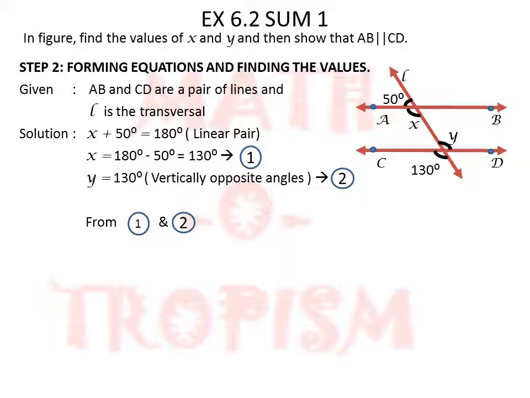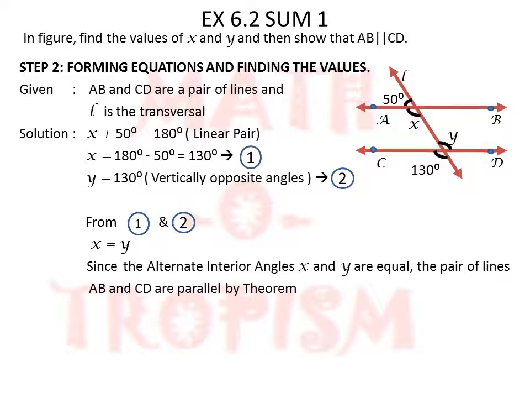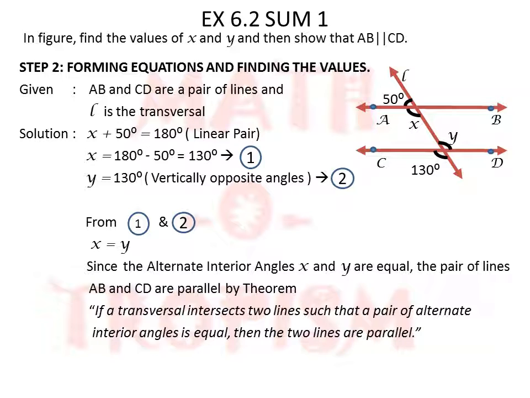So when we see x and y values, both are the same, and x and y are the alternate interior angles for the given pair of lines AB and CD. Since these two are equal, we can say that AB is parallel to CD, because if a transversal intersects two lines such that a pair of alternate interior angles is equal, then the two lines are parallel. This is from the theorem.